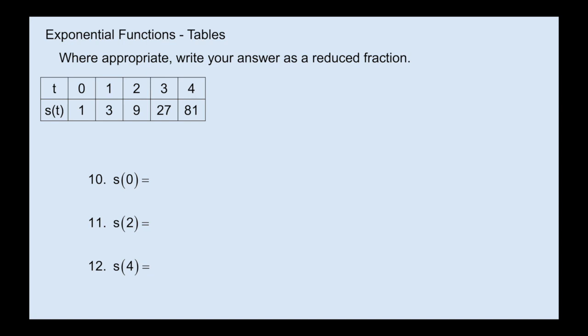Next, we're going to do something similar, but now this time we're reading a table. So here, if they're telling us to find s of 0, well, that's telling us that we want what's in the parentheses, which originally was t, to become 0. So what we'll do is look at the t values, and we go to 0 for that, and whatever its corresponding value is going to be our answer. For s of 0, that's then going to be 1. For s of 2, we go to 2. That answer is going to be 9, and for s of 4, we go to 4 here, and that answer is going to be 81. So those are our answers here.